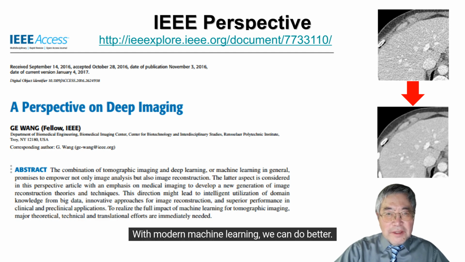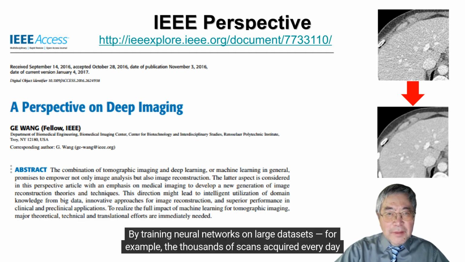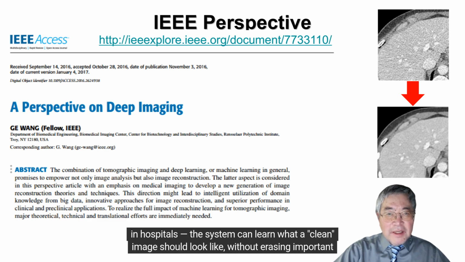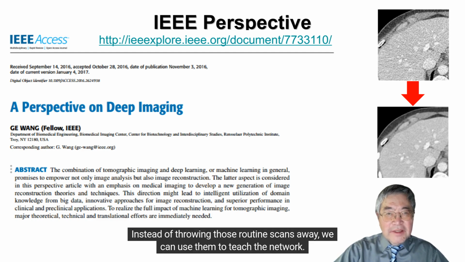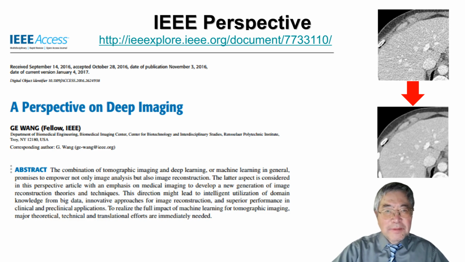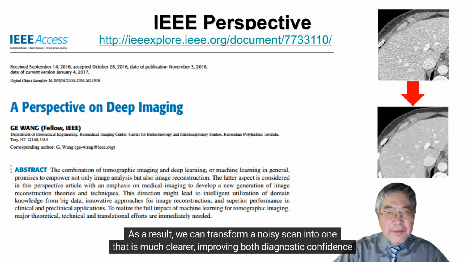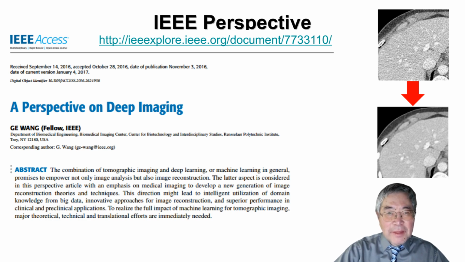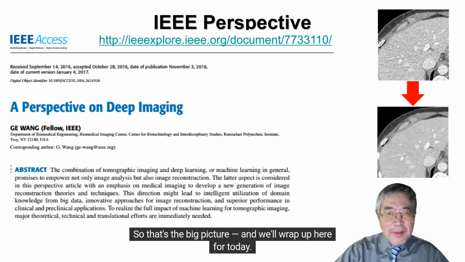With modern machine learning, we can do better. By training neural networks on large data sets, for example, the thousands of scans acquired every day in hospitals, the system can learn what a clean image should look like without erasing important diagnostic details. Instead of throwing those routine scans away, we can use them to teach the network. As a result, we can transform a noisy scan into one that is much clearer, improving both diagnostic confidence and patient safety. So that's the big picture, and we'll wrap up here for today.